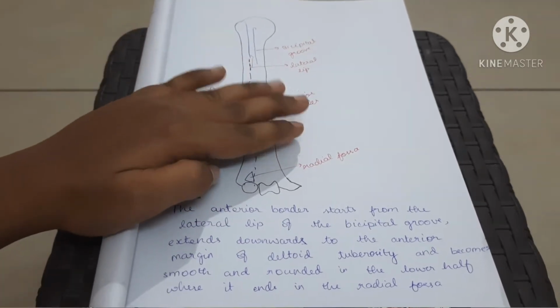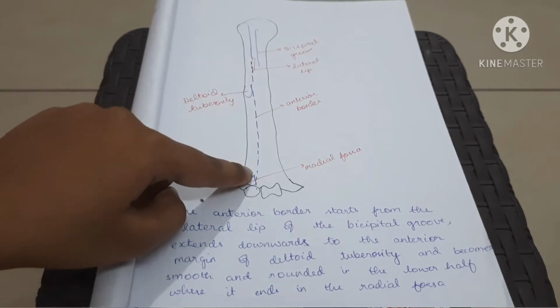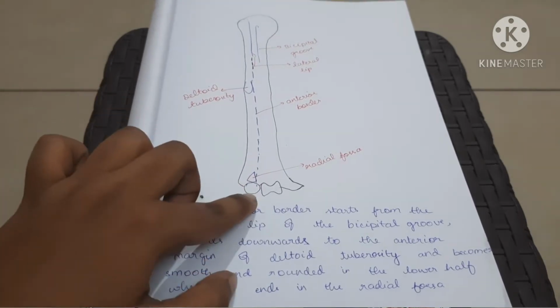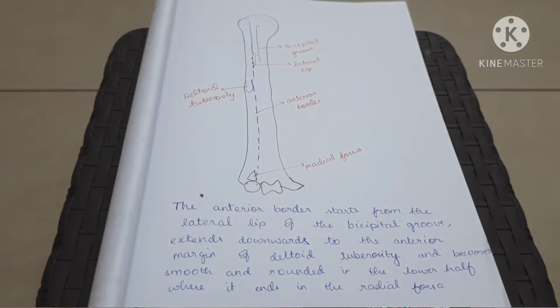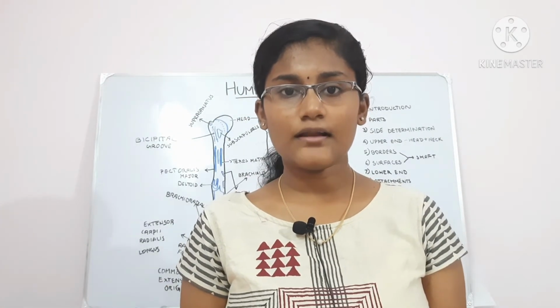Rounded in the lower half and it ends in the radial fossa. So the fossa above the capitulum is the radial fossa. Now let's see about the medial border.